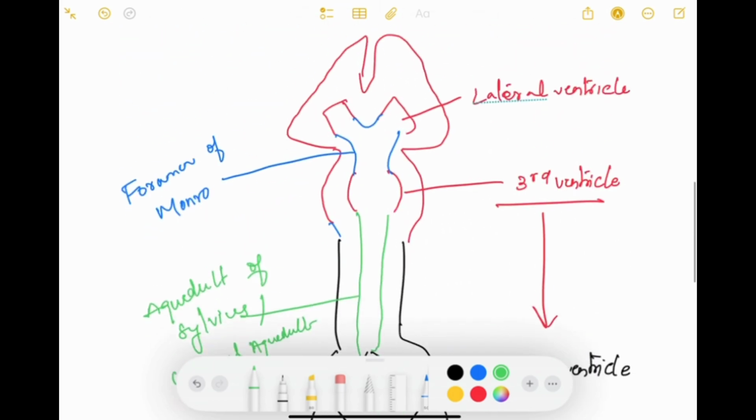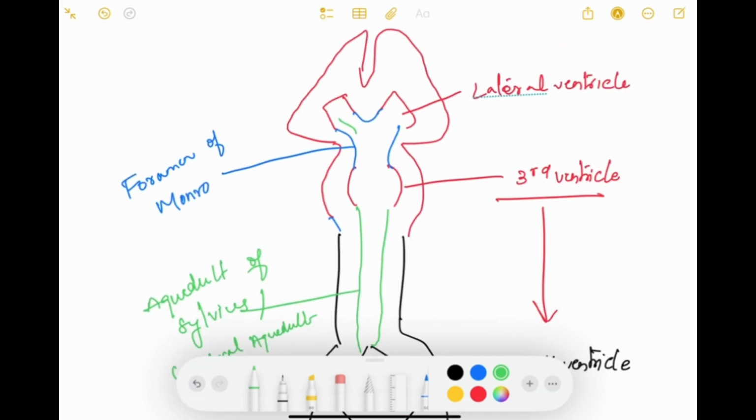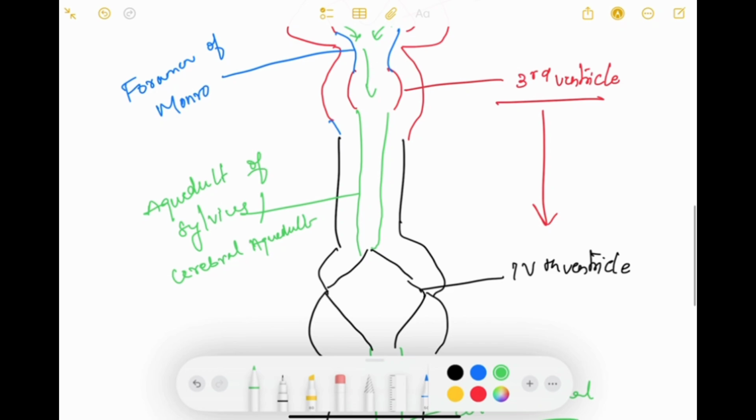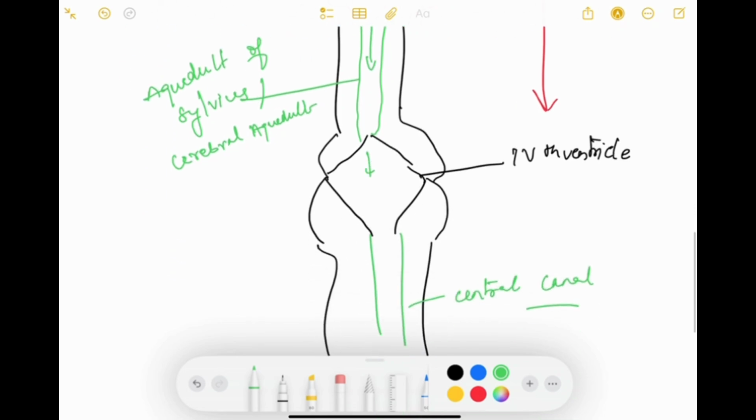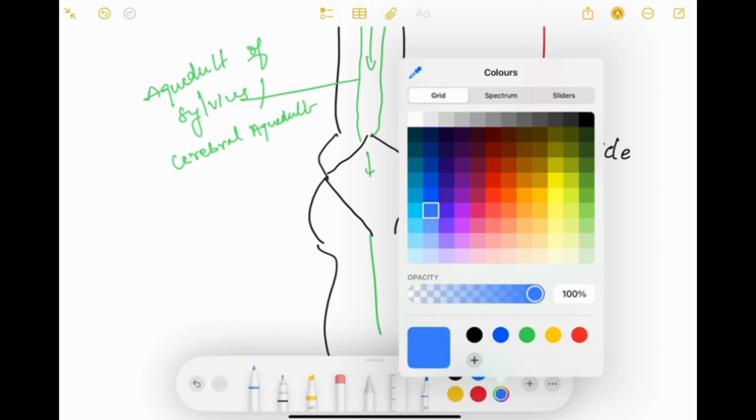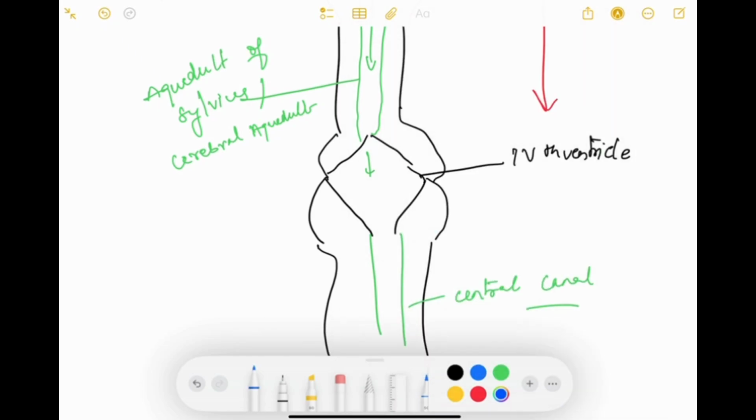Now one more thing is there. I told you about the choroid plexus. Choroid plexus is mainly in the lateral ventricle. It comes down to the third ventricle, through the aqueduct of Sylvius, and into the fourth ventricle. Now here something very important happens, and that is that the fourth ventricle has three openings. Here on the lateral side you can see these two. On the lateral side we have the foramen of Luschka.